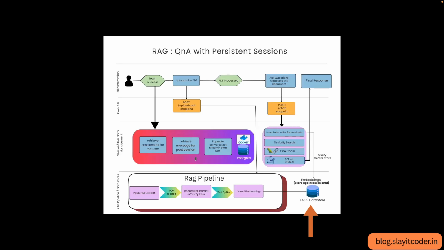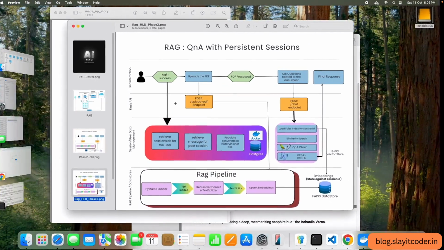Once everything is stored in Postgres and FAST data store, we have to again do the Q&A chain and pass in the query and the context to GPT-4o. It would prepare the final response. Let's see a quick demo.